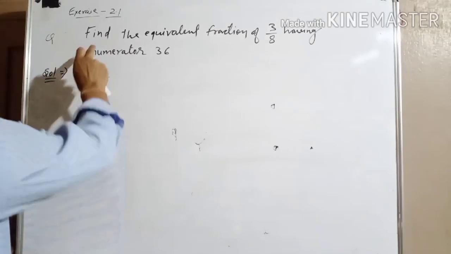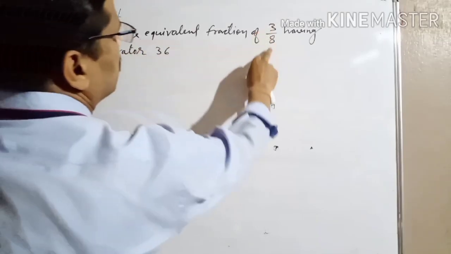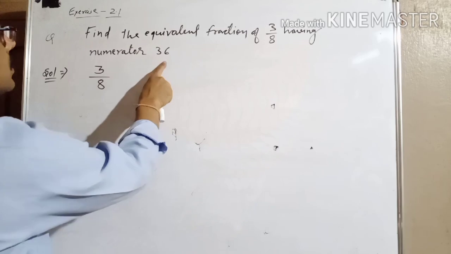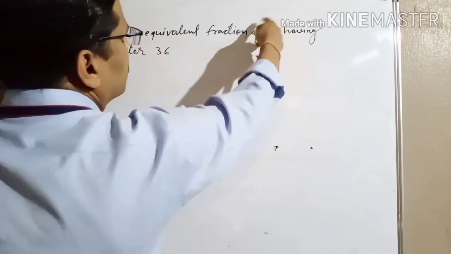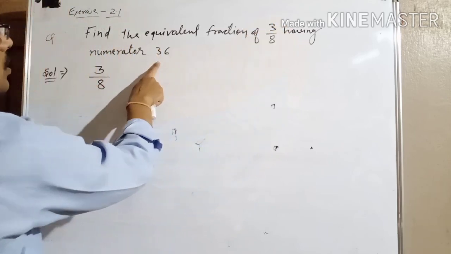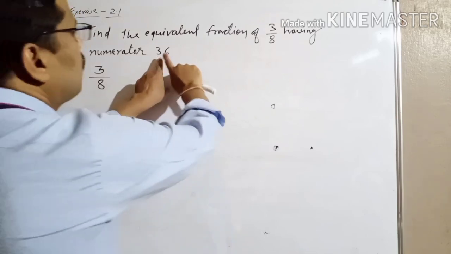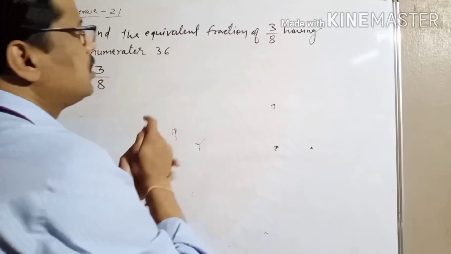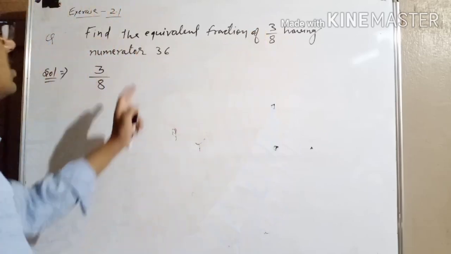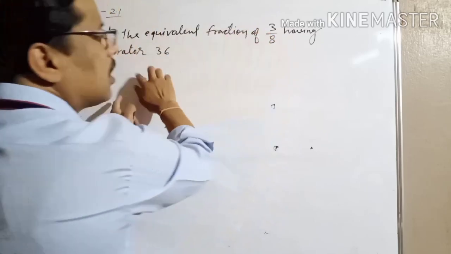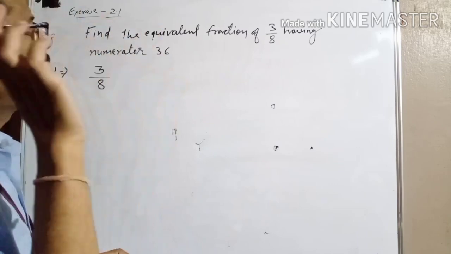Look here. Find the equivalent fraction of 3 upon 8 having numerator 36. We want this fraction's numerator to be 36. How will you get its numerator 36? Because in this case, we want to change its numerator, so we'll use its numerator. If you want to change its denominator, then we'll use its denominator. This rule you have to keep in your mind.